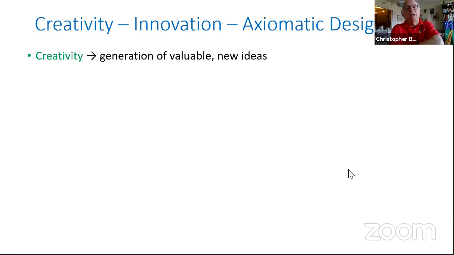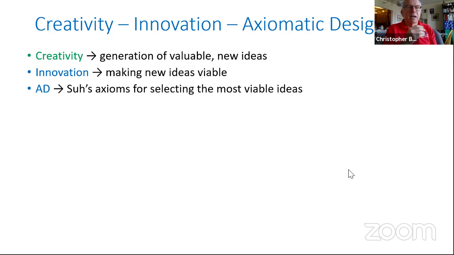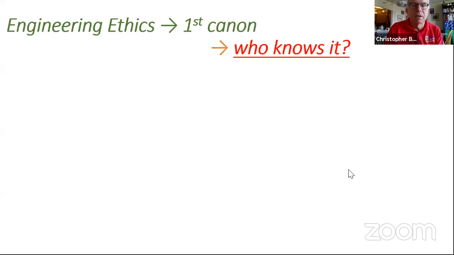All right, creativity, innovation, and axiomatic design. I think that we've got a nice innovation center at WPI. And I think it could be even better if we would use some of these things that we've just been looking at. So creativity is generating valuable new ideas. Innovation is making these new ideas viable. And in axiomatic design, we've got a way of selecting the most viable ideas by applying the axioms.